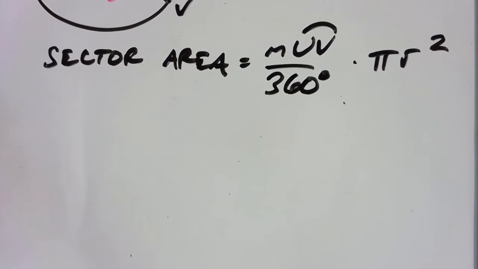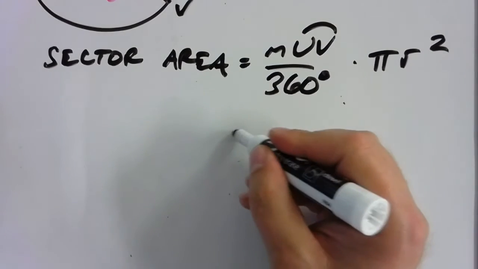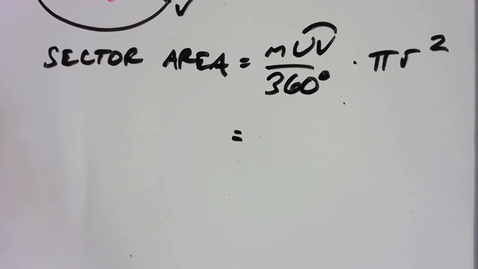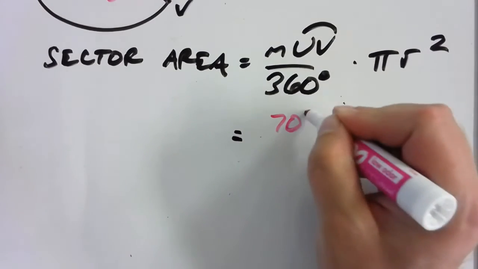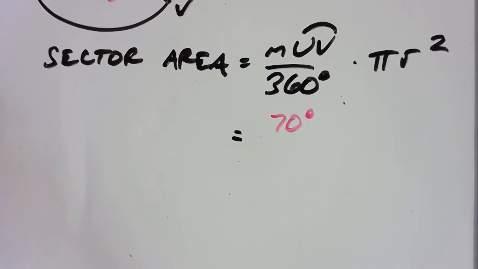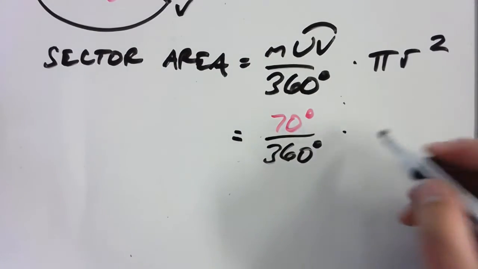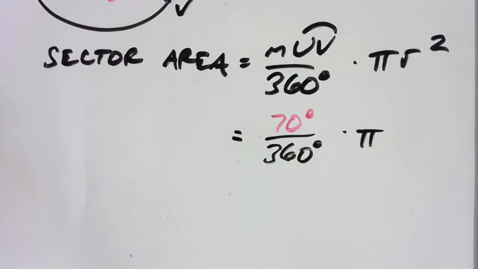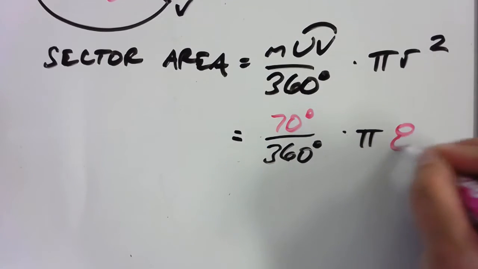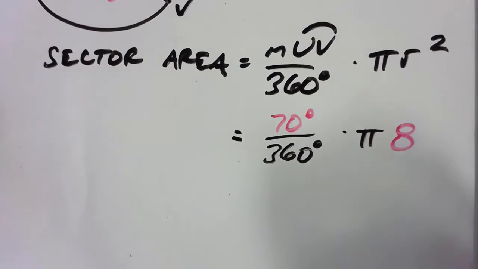So sector area over here is my unknown, so I'll just solve for the right-hand side here. The measurement of arc UV, that was given by the central angle of 70 degrees, out of the total circle, which is 360 degrees. I'm going to multiply that times pi times r squared. R here was 8 inches. So I'm just substituting that stuff in, and I'll end up squaring that. So there's the substituted stuff.